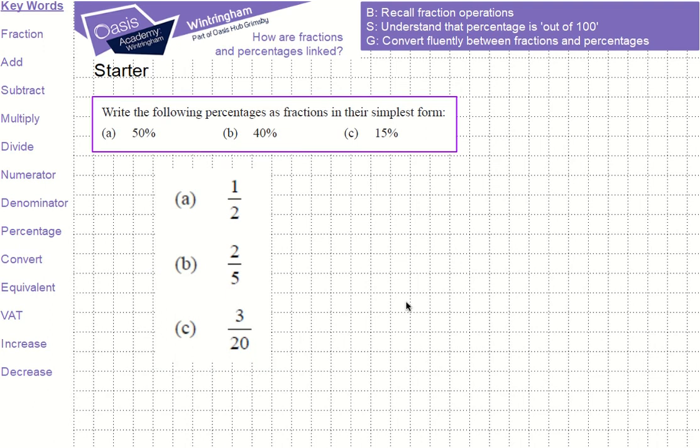The 3 answers are on the screen. Part A was a half, Part B was 2/5, and Part C was 3/20. To do these questions, we were going to write this number over 100 and then simplify the fraction.